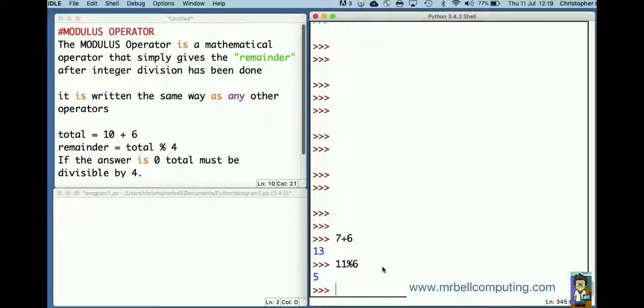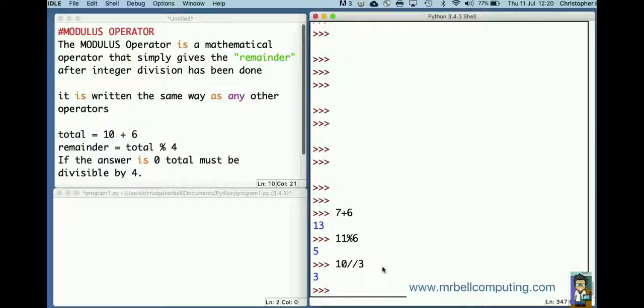It simply means what is the remainder after integer division has occurred. So remember, integer division is how many times the number goes into another number completely. So if I had the number 10 and I do integer division 3, I'm going to get the answer of 3. That means 3 goes into 10 3 times. However, the remainder is 1.